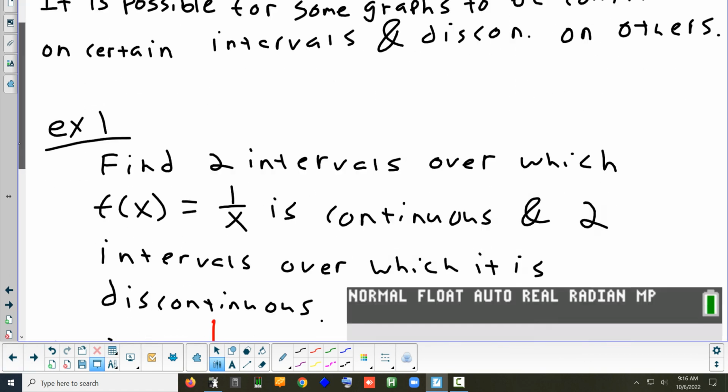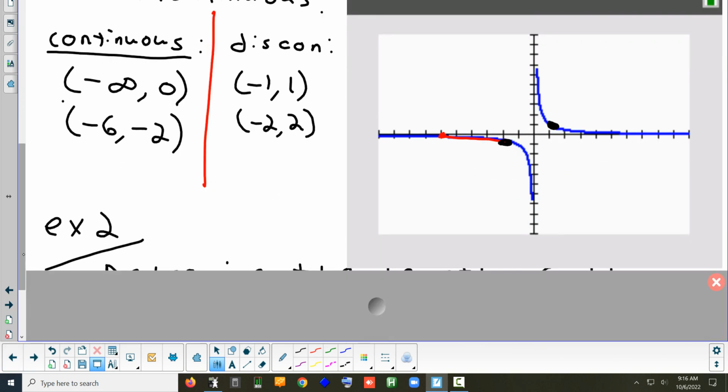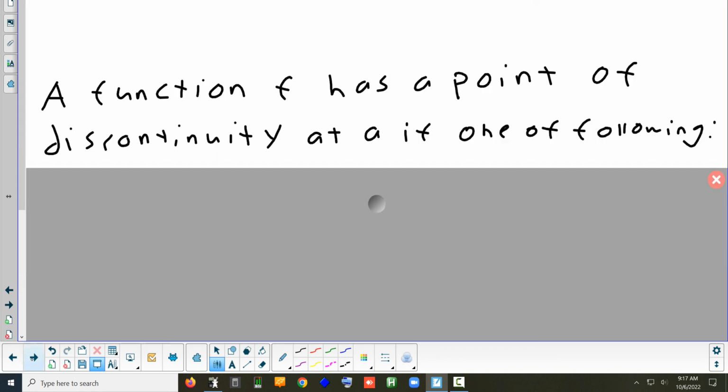So, what this is called right here, this place where we have to lift our pencil to continue somewhere else, that is called a discontinuity. It doesn't have continuity, it's a discontinuity. It's a place where you have to lift to keep drawing. And there's 3 different ways you can get a discontinuity in a graph.